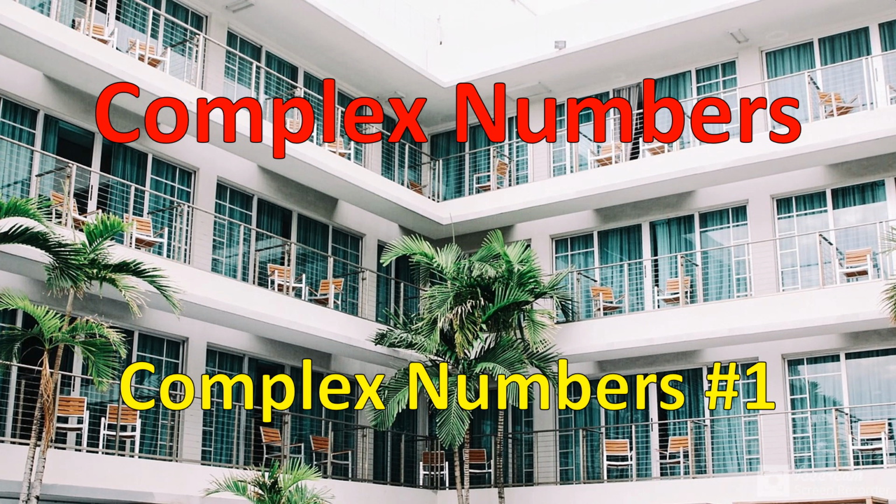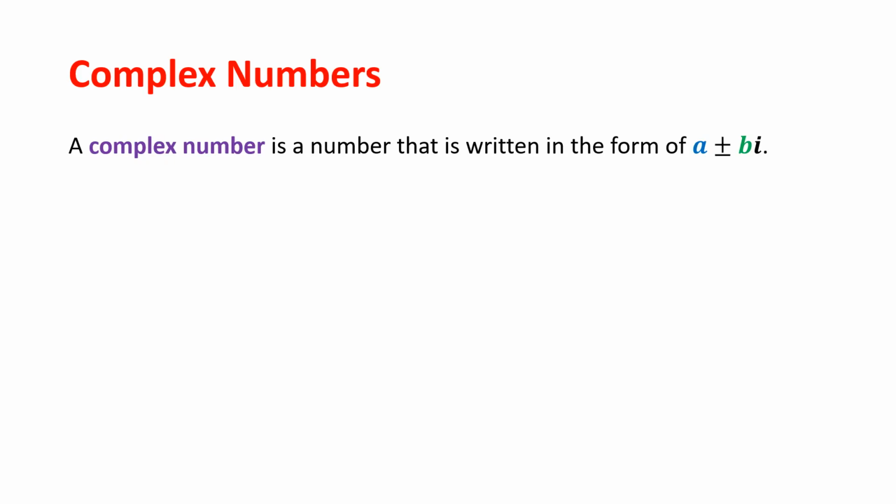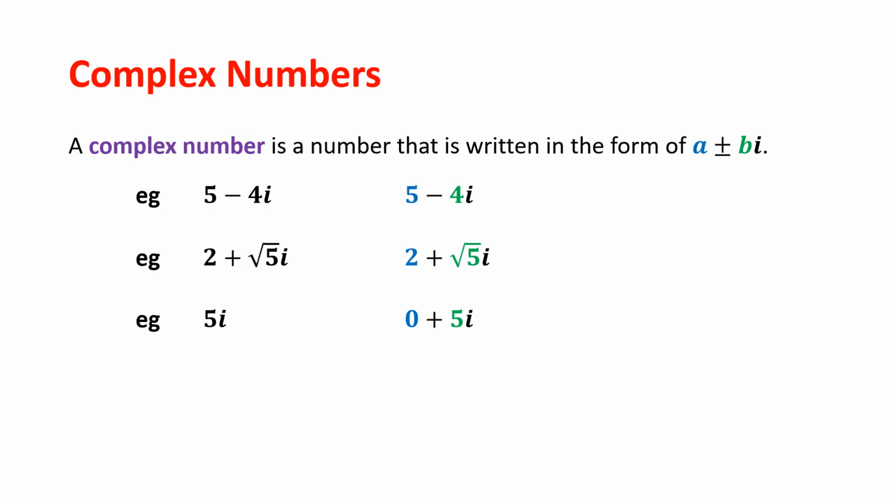Well, we're finally up to the videos where we start introducing what complex numbers are. Hooray! A complex number is a number that is written in the form a plus or minus bi. For example, 5 minus 4i can be written in this form. 2 plus the square root of 5i is written in this form. 5i can be written in this form because we have 0 plus 5i. And so is the number 7. We can write that as a complex number as 7 plus 0i. So all of these are complex numbers.